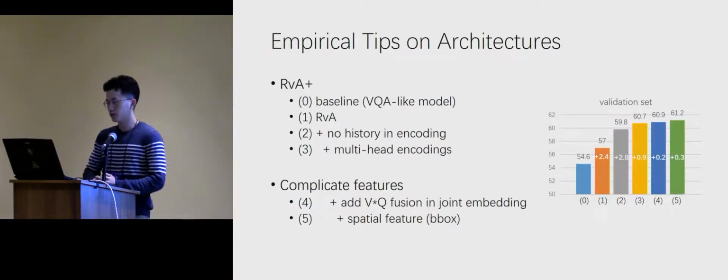Here is an overview of our tips. In this challenge, we simply fuse the visual feature and question feature by element-wise multiplication and concatenate the fused feature in the joint embedding. In addition, we add the spatial features by concatenating the coordinates of bounding boxes with the visual feature.